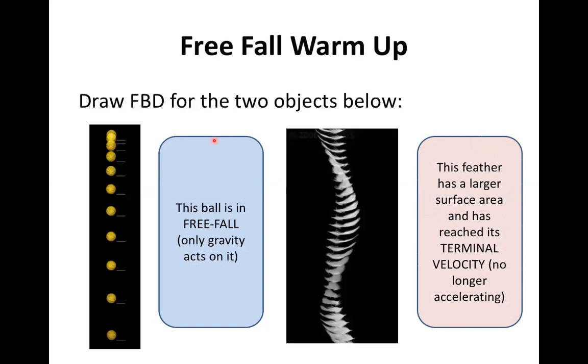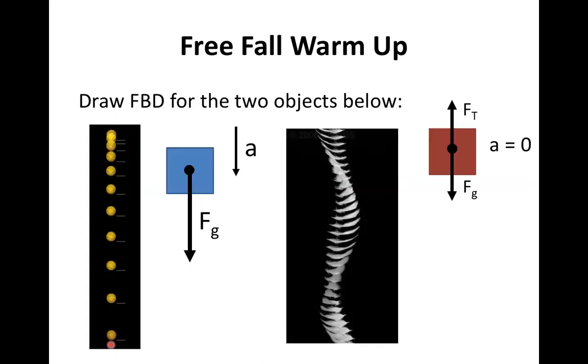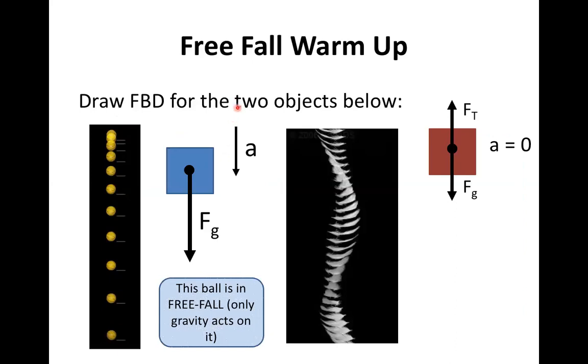Okay, from this diagram of, I guess, a time lapse of the tennis ball falling, maybe this is 0.1 seconds every time the photo is taken. This ball is in free fall. There's only gravity acting on it. You can see that the ball is accelerating. So the free body diagram has to show acceleration down. We'll only have the force of gravity on this object.